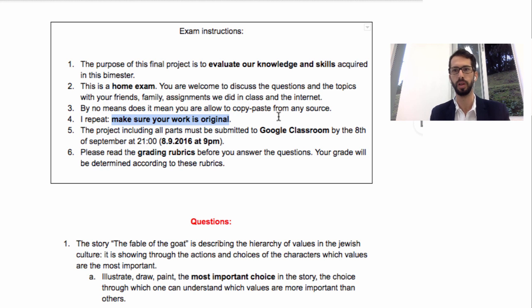I'm going to use an application that looks for similarities. There is no way to fool this program. Absolutely no way. It is used in all the leading universities. Please don't test us, right? Make sure your work is original. And again, you're very welcome to discuss ideas, to ask questions about the questions, to talk about the topics, right?